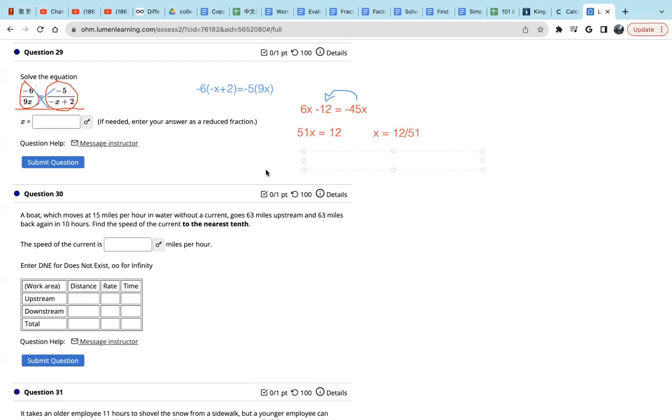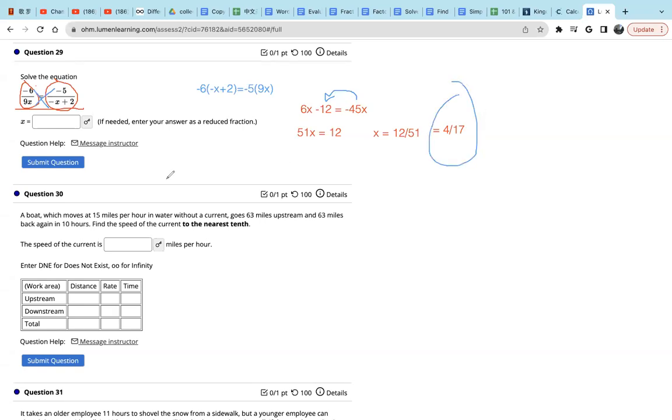Oh, can this be simplified? Yes, this can be simplified. Because 1 plus 2 is 3. If we add the digits of the number and it can be divided by 3, that means the number can be divided by 3. Indeed, 12 divided by 3 is 4. And 51, 5 plus 1 is 6, and 6 can be divided by 3. That means 51 can be divided by 3. 51 divided by 3 is 17. So 4/17. That's the answer for 29.